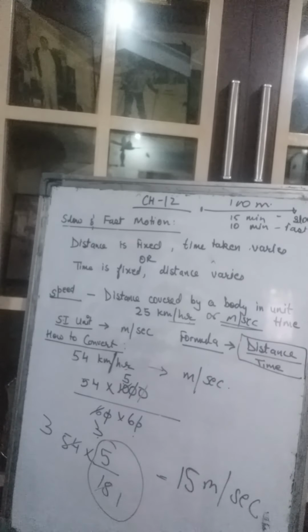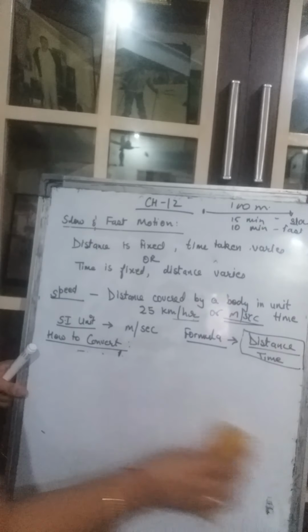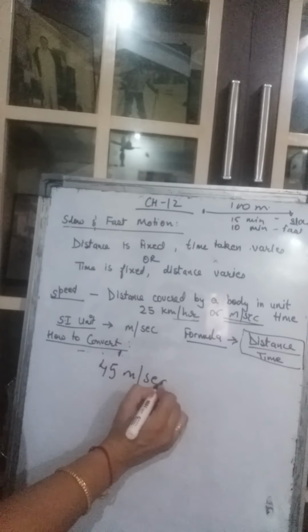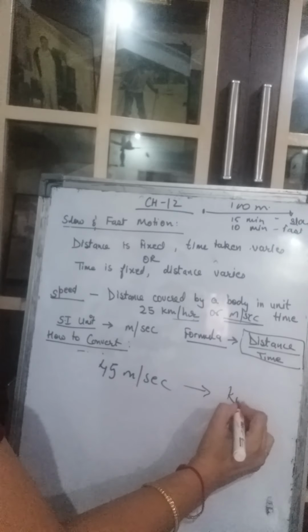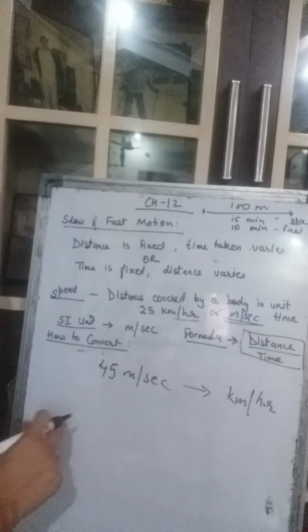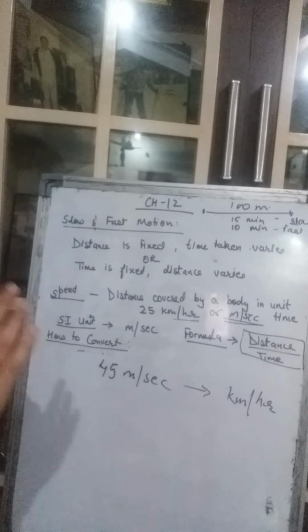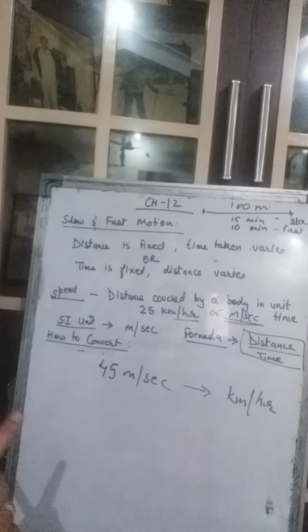Now, if we have to convert meter per second into kilometer per hour, how to do that? Let's take another example. Let us say it is given 45 meter per second. We have to convert it into kilometer per hour. First I will tell you how to do this and then I will give you a standard fraction which you will always remember, like you have remembered 5 upon 18.